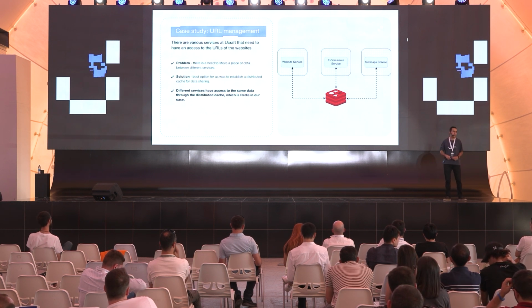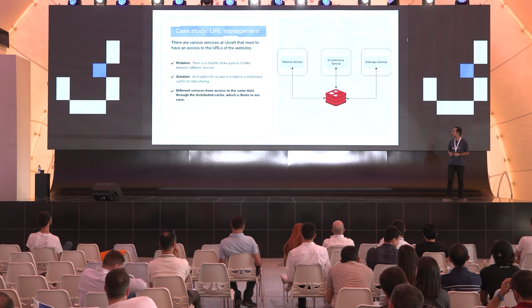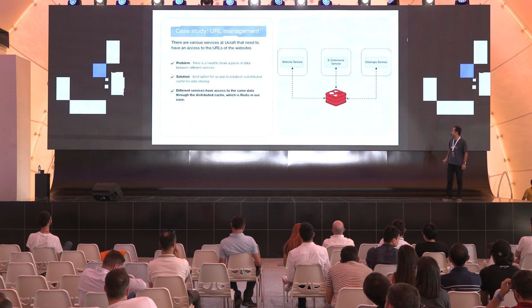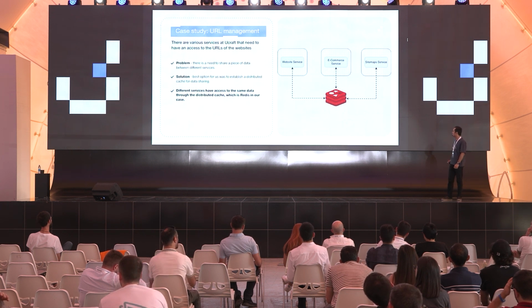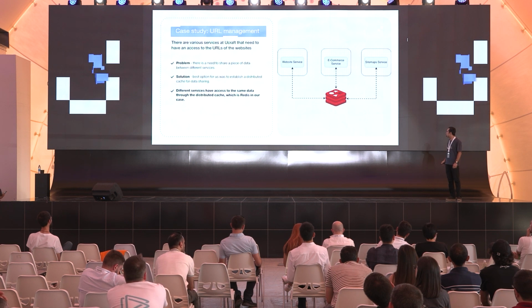There was a problem, and there was a need to share a piece of data between different services. The best solution for us was to use a distributed cache, so the different services gain access to the same data through the distributed cache. Here we can see that the sitemap service, e-commerce service, and website service are all connected to the same cache instance, and they can all read the same data.